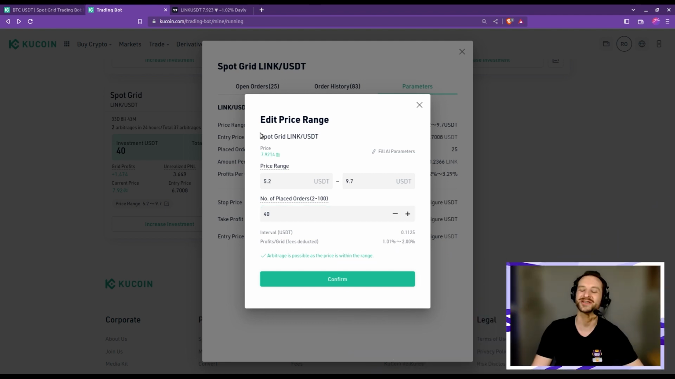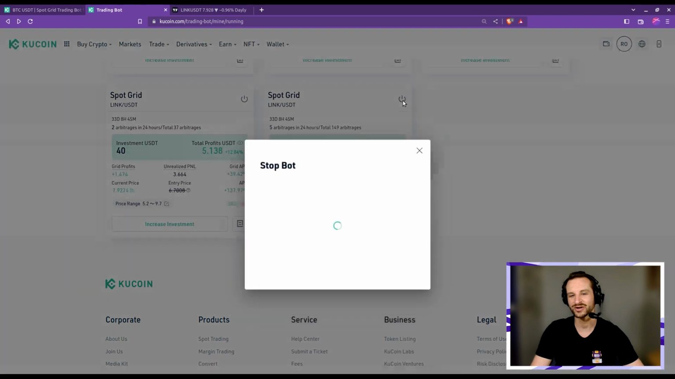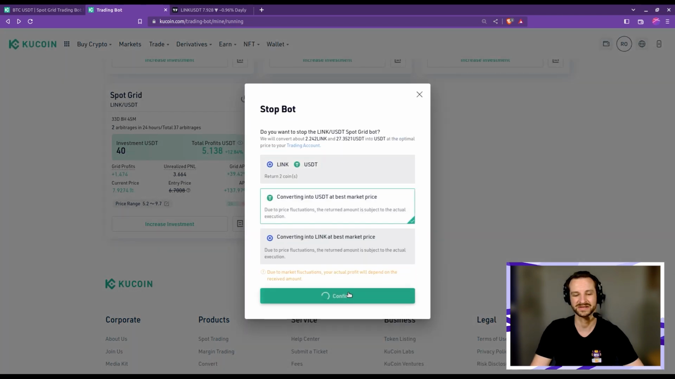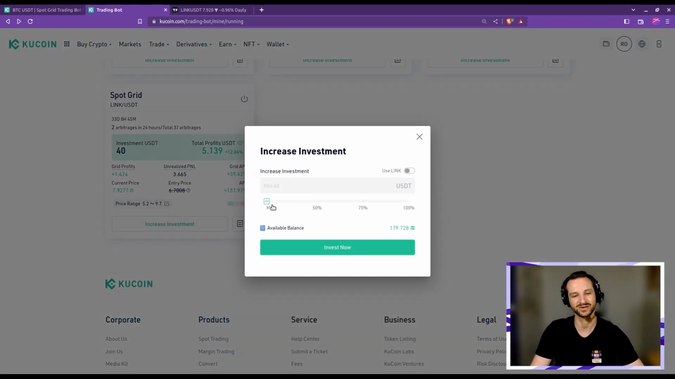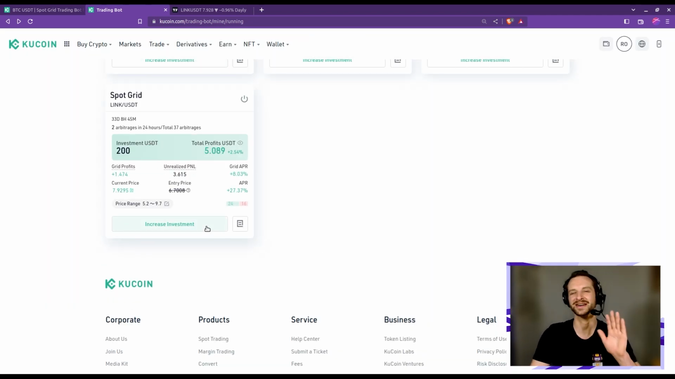So this is my bonus tip for you. If you have no specific intel on the coin or on the market, my personal go-to value is this 1 to 2%. This is what I've found to work best in general. Anyway, let me confirm and confirm again. And there we go. And now I can close this last bot, convert to USDT, and use all this money to top this one up. So I'll top it up by 160 and confirm. And there we go. So I'm just going to leave it patiently, let it do its thing, and I'll report to you in the future about performances.